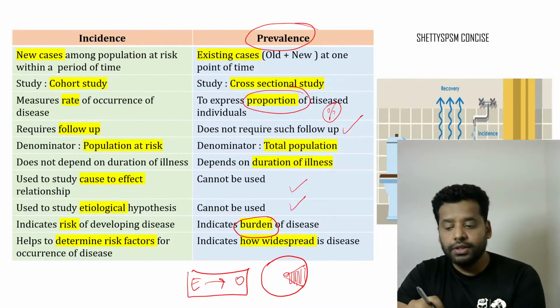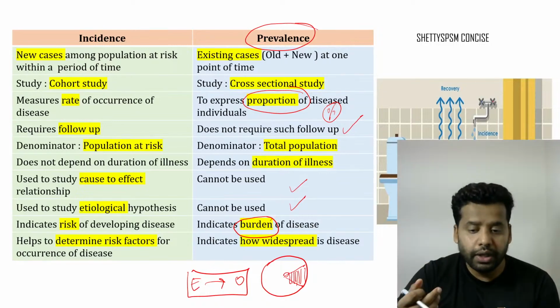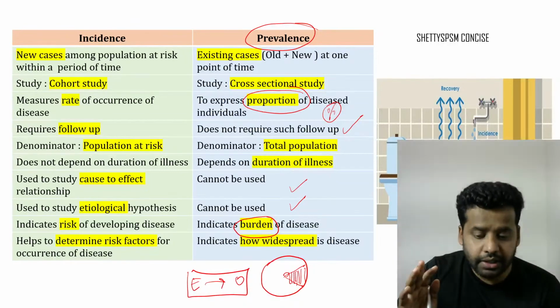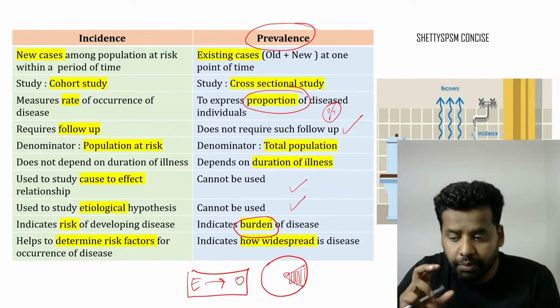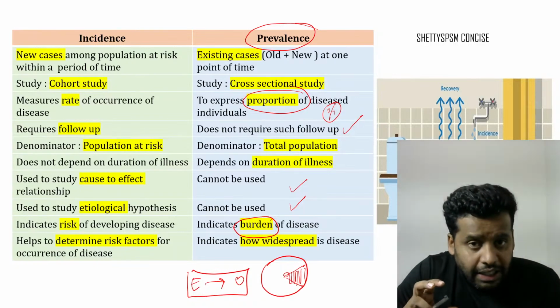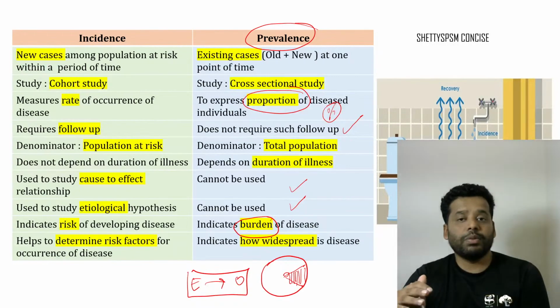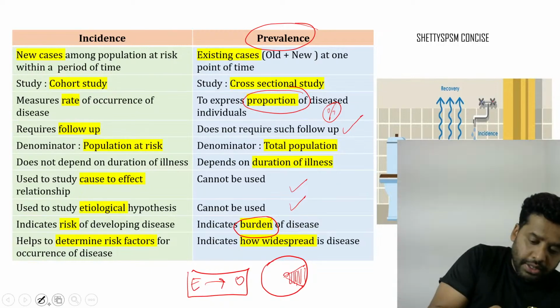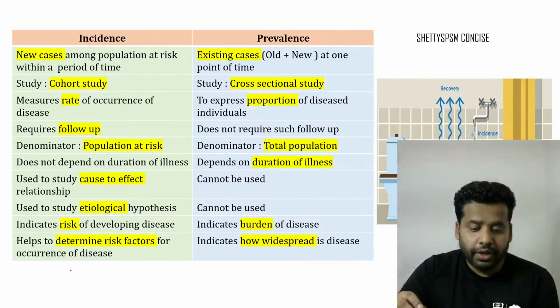Which of the following is morbidity indicator? If they frame this question, which of the following is a morbidity indicator which can indicate burden of disease? Answer my question. Prevalence. Mortality indicator for burden of disease. Yes, mortality indicator for burden of disease: proportional mortality rate. Don't confuse between these two things. Here the study is cross-sectional study. All at one point of time.